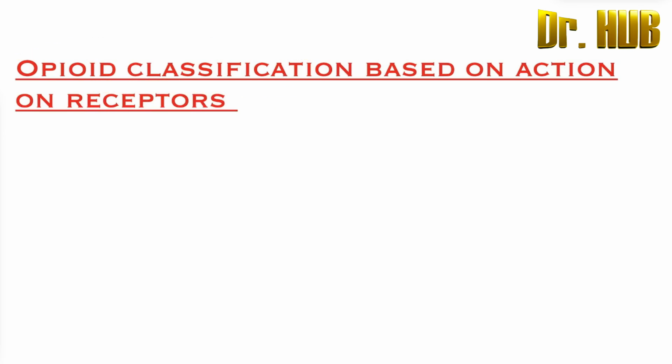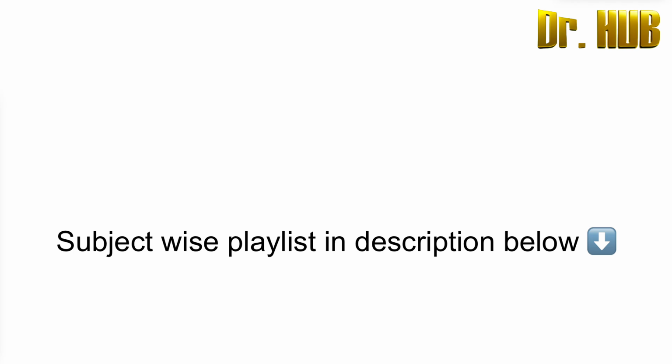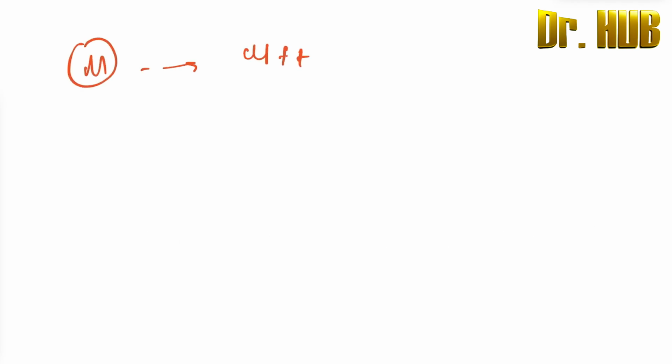Opioid classification based on the action on the receptors. So we start with the drugs and we are going to see the following receptors. So morphine, so the receptor mu, it is highly positive. Then comes the delta and then kappa. So under kappa, it is positive.